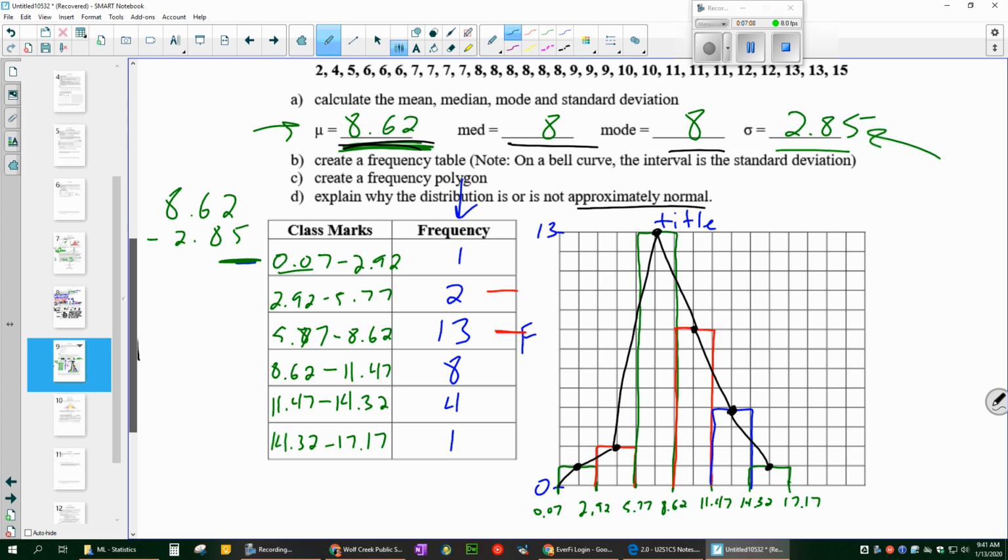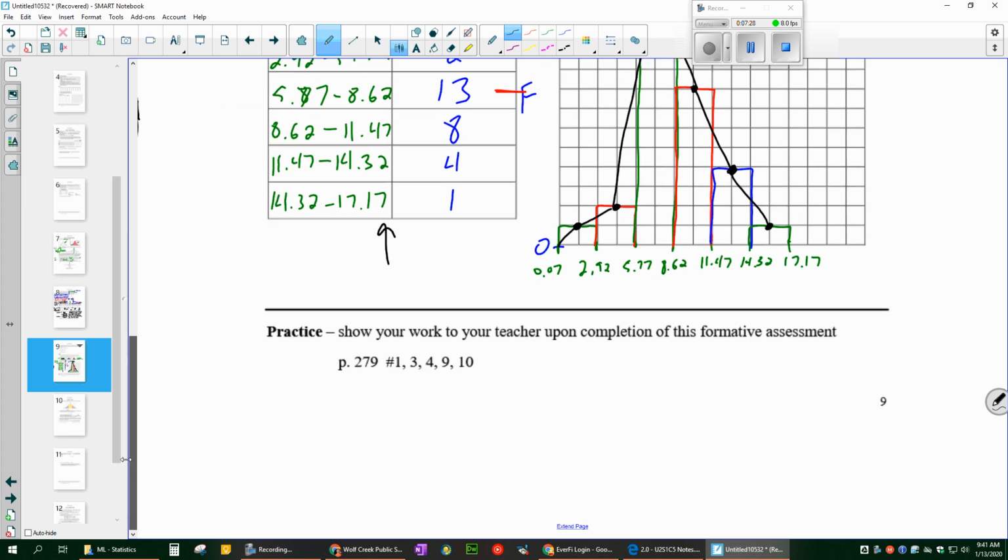But if we had pulled more data, let's say 1,000 or 1,000,000 instead of however many this was, I'm 99.9% sure that it would look like a bell curve in that case. Anyway, so let's write this down. The reason why it's not normal: the mean, median, and mode are different.